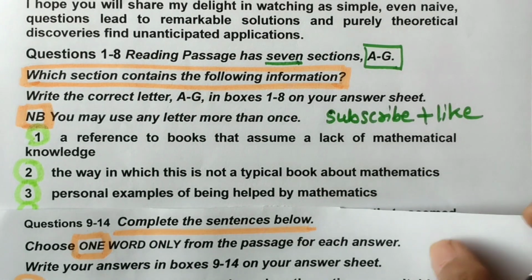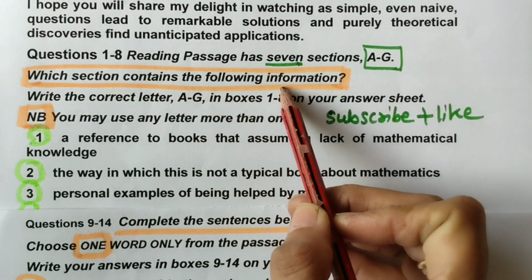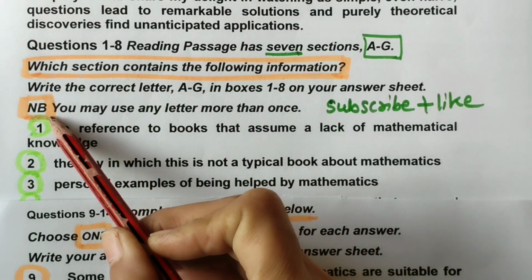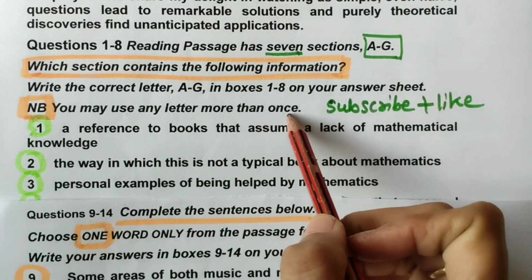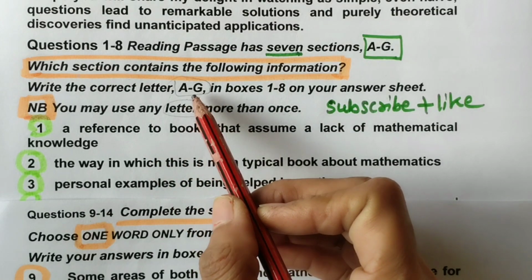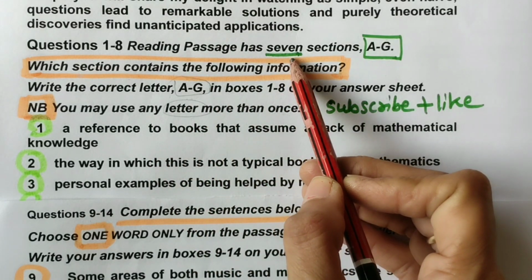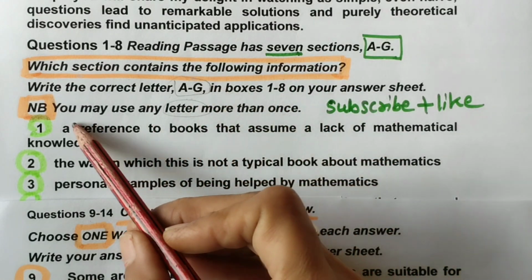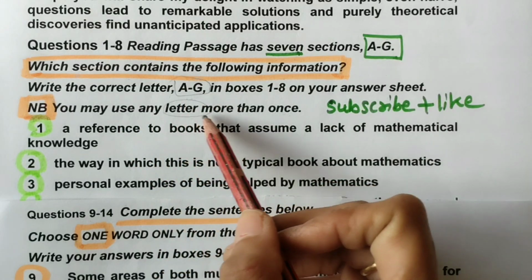The first type of question we have is: which section contains the following information? And NB is also given. You may use a letter more than once. Paragraph names are A to G. So we have 7 paragraphs in this reading, A to G, and we can repeat any letter more than once.